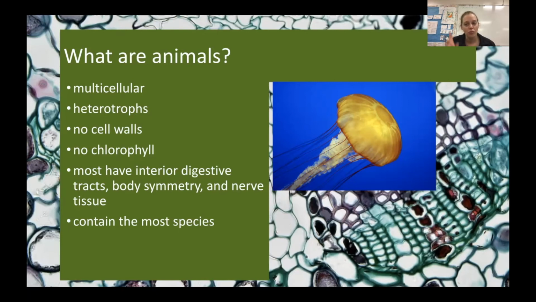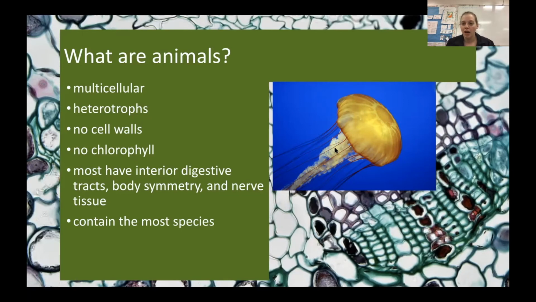They secrete a shell, but that's not a cell wall around each individual cell. Most do have systems: interior digestive systems, skeletal systems, cardiovascular systems. They have body symmetry. There are three types of body symmetry. You can have no symmetry, be asymmetrical like a sponge. You could have radial symmetry. No matter where I divide this jellyfish, I'm going to have two equal halves.